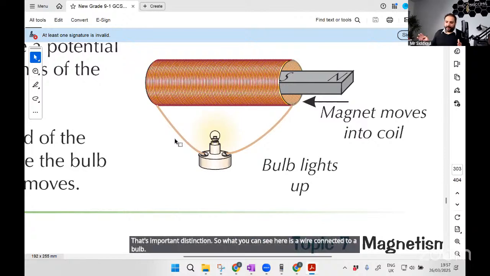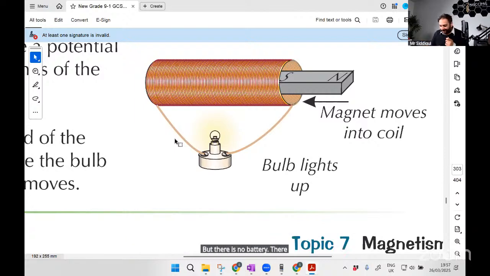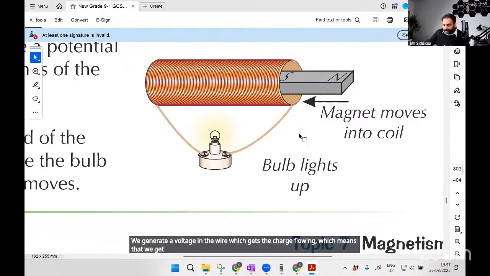So what you can see here is a wire connected to a bulb. But there is no battery, there is no source of power, yet the bulb is lit up. How can that be? Well, that can be because this magnet is moving. Now, when you move a magnet through a coil of wire, we generate a voltage in the wire, which gets the charge flowing, which means that we get current and the bulb lights up.